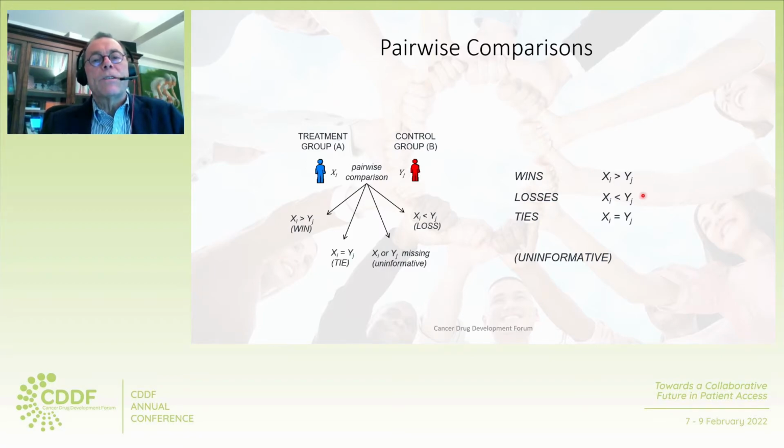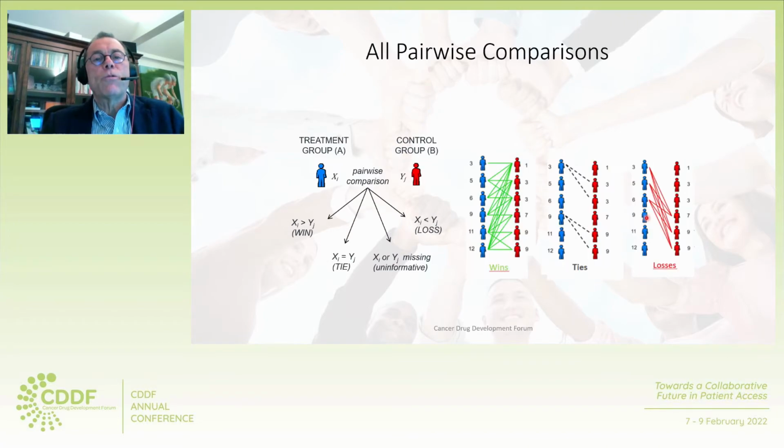Otherwise, it's a loss. If the patient in the control group does better than the patient in the treatment group, that's a loss. And if the two survival times are equal, then obviously you can't decide, and that pair is called a tie or an uninformative pair. So that's the pairwise comparison. Now what we do is to do this process on all possible pairwise comparisons.